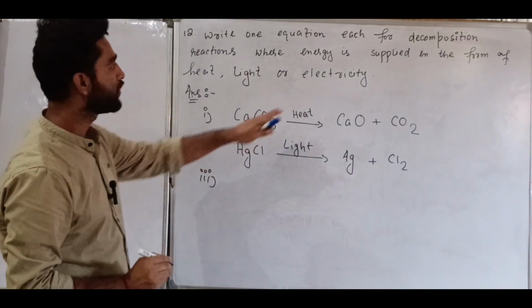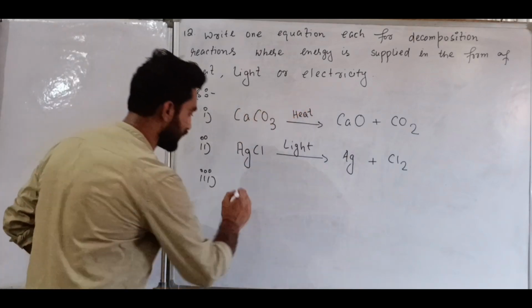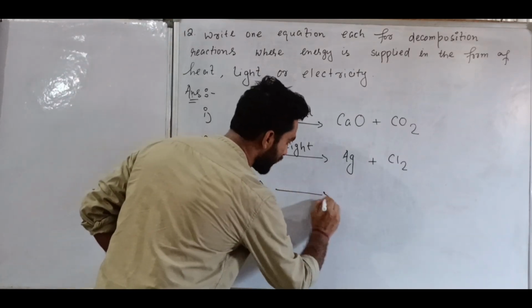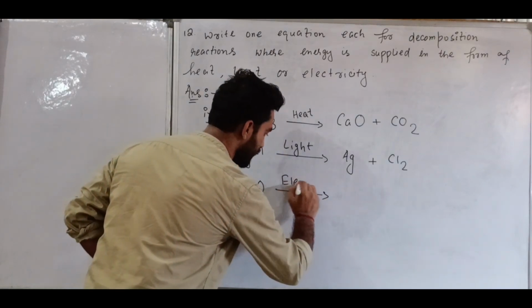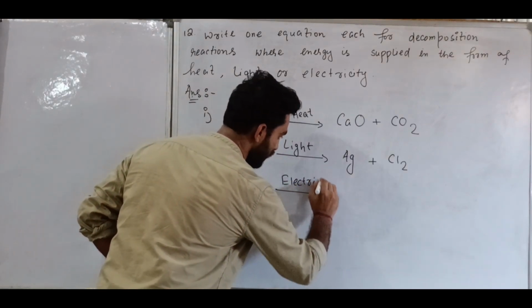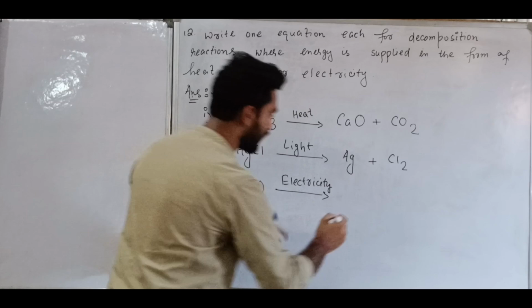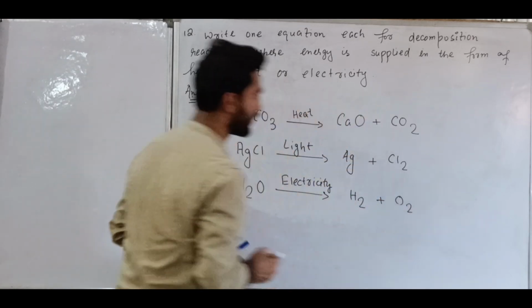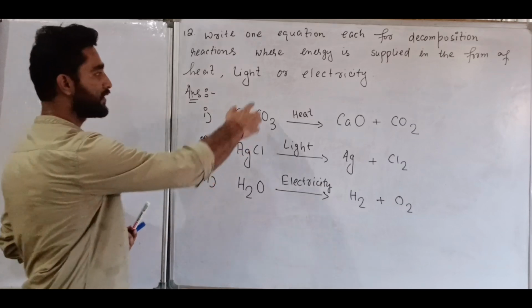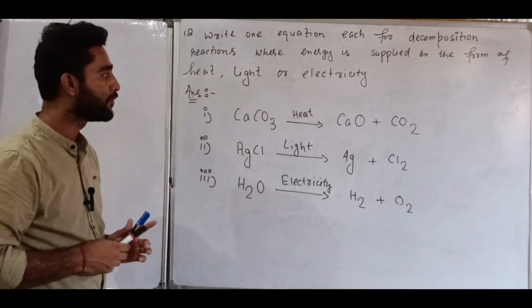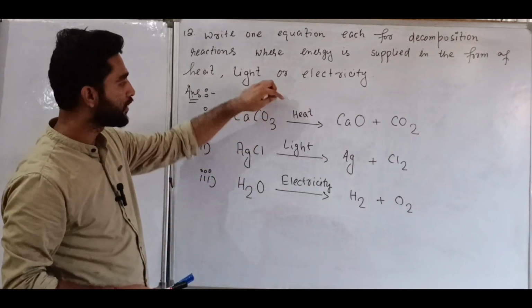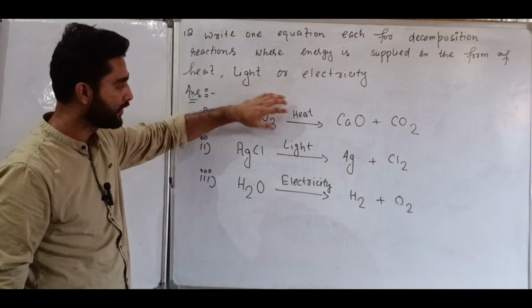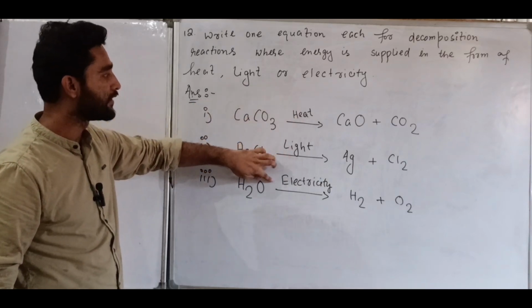And the third one, the source of energy has to be electricity. So through water, if we pass the electricity, it will convert into hydrogen gas plus oxygen gas. So these are the three examples of decomposition reactions where the source of energy is different. In one case, the source of energy is heat, here light, here electricity.